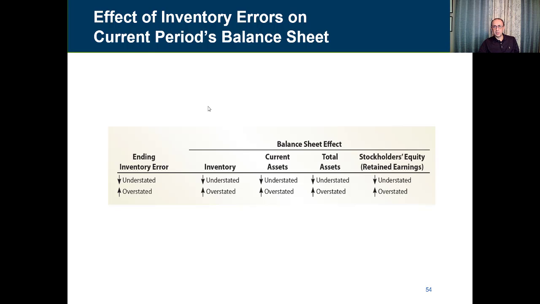Now let's see the effect of inventory on the current period's balance sheet. I think this is just common sense, because when your ending inventory is understated, inventory would be understated, because that's the one that appears on the balance sheet. Your current assets would be understated, total assets would be understated, stockholders' equity and retained earnings would be understated. And if ending inventory is overstated, then this would have the exact same impact on inventory, current assets, total assets, and retained earnings. So this just, I think, is very clear, and it's just common sense.